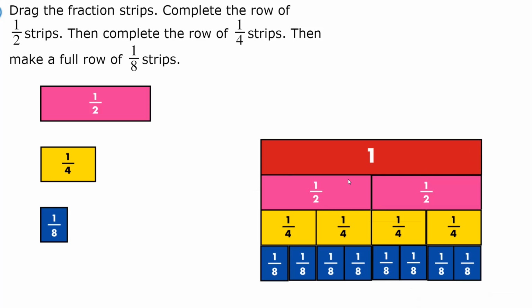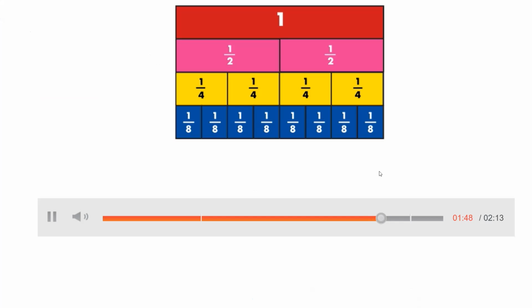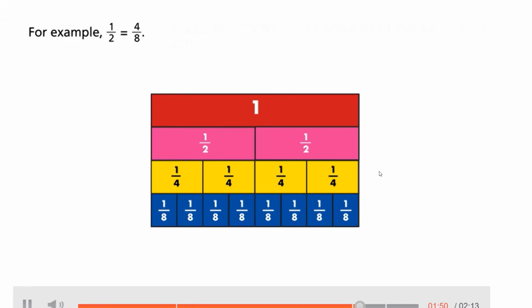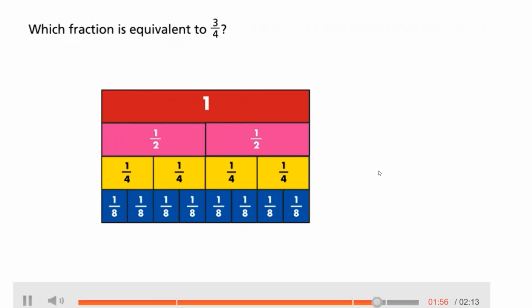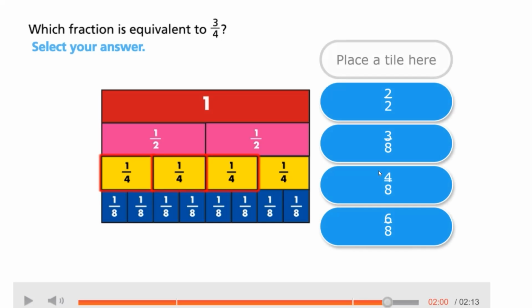One whole divided into 2 equal parts are called halves. When it's divided into 4 equal parts, it's called fourths. And when it's divided into 8 equal parts, that's called eighths. For example, 1/2 equals 4/8. Which fraction is equivalent to 3/4? Select your answer.